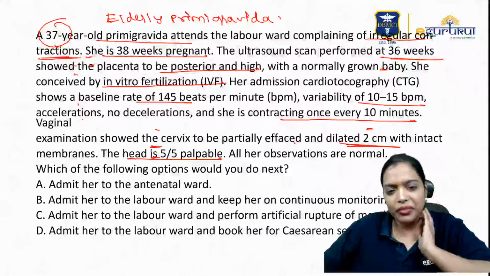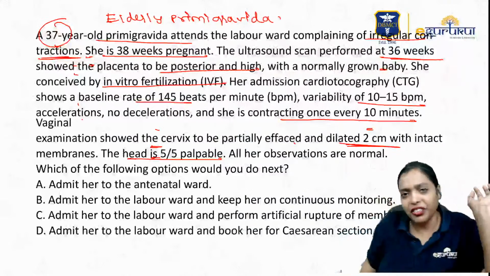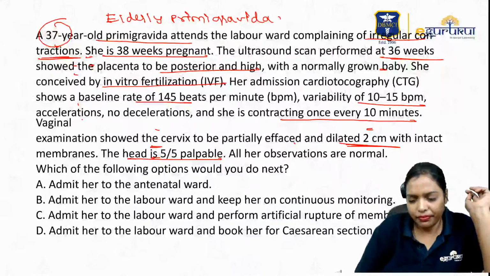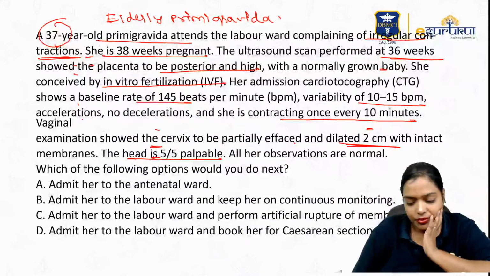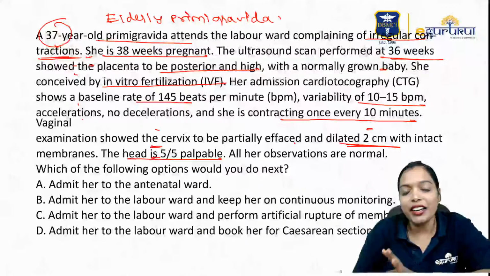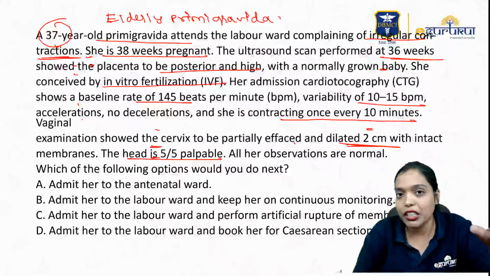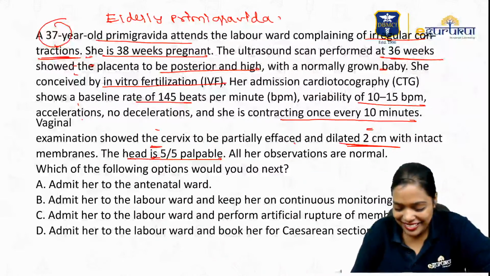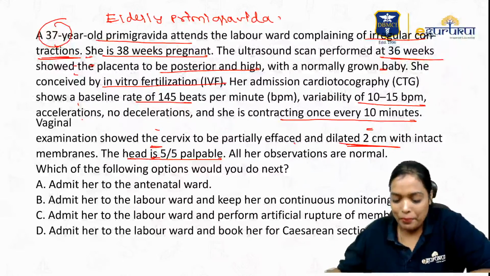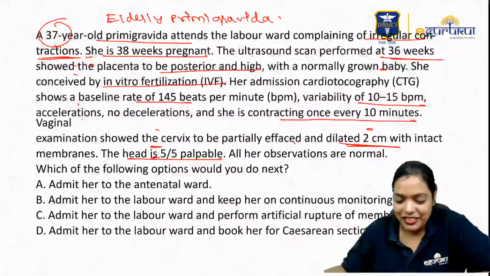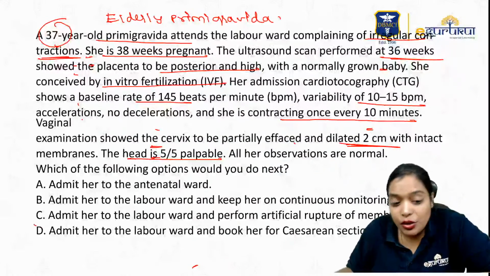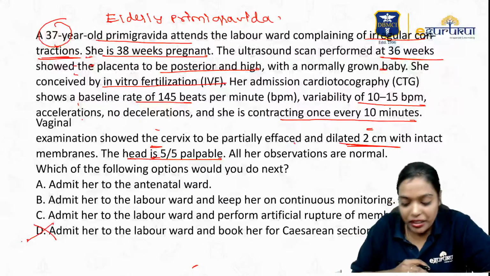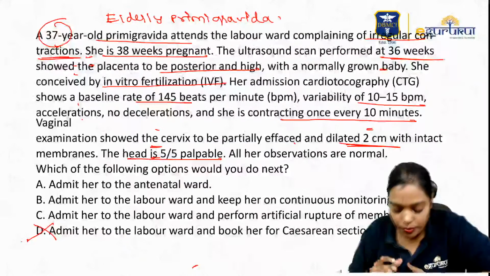Okay, is elderly primary itself an indication for cesarean section always? I'm not asking what we do in our practice. I'm asking you for the purpose of MCQs. So, as our CTG is absolutely normal, there is no indication for performing the cesarean section now.